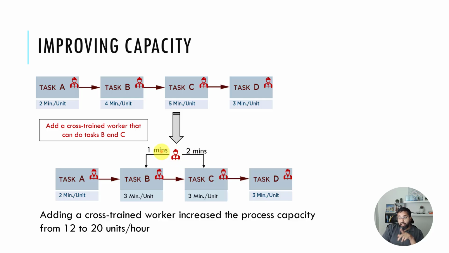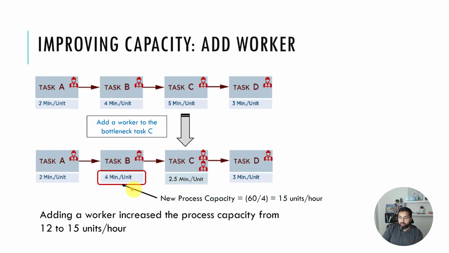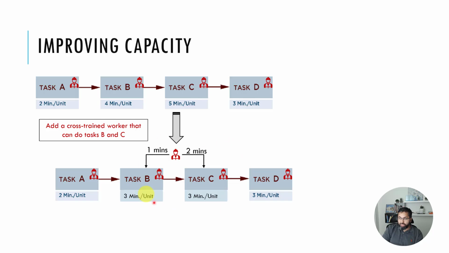So notice, adding a trained worker took our capacity from 12 to 20, a much higher increase in capacity than just adding a worker to task C, which took a capacity from 12 to 15. Okay? This is why in some situations, cross-trained workers can be very effective.